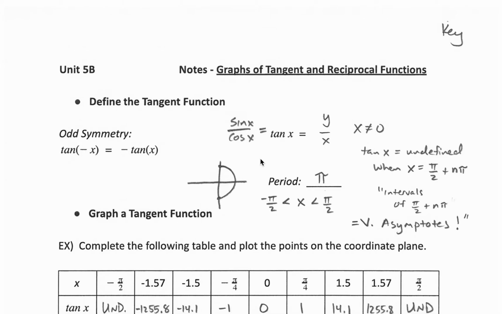In this video, we're going to be talking about graphs of tangent functions. In the next video, I'll talk about reciprocal functions. So I'll break this up into two parts here. To start off with, we need our definition of tangent.